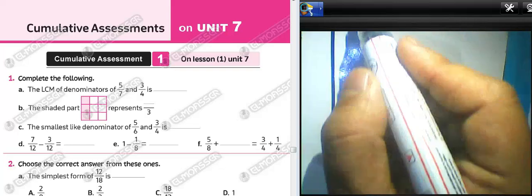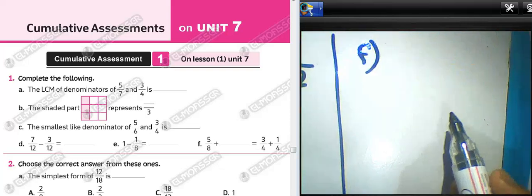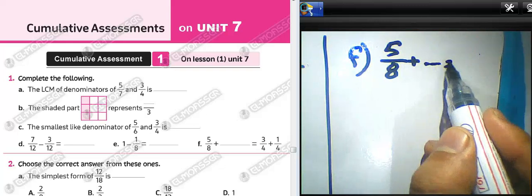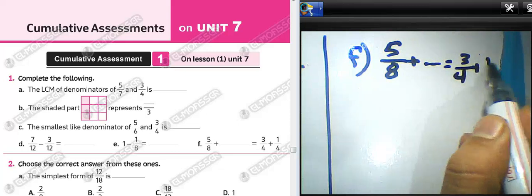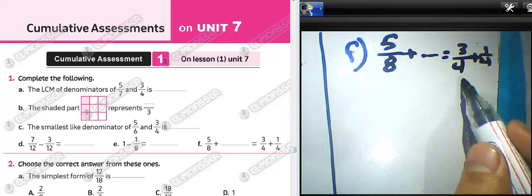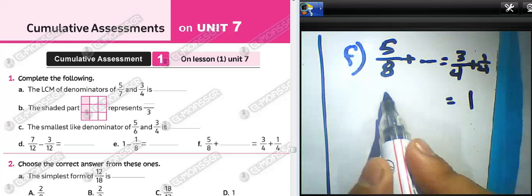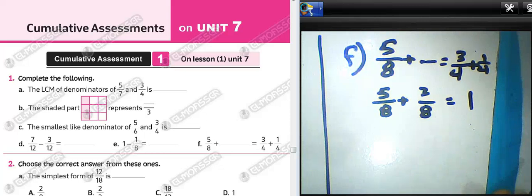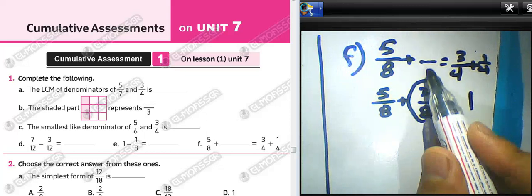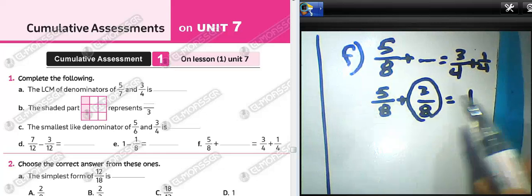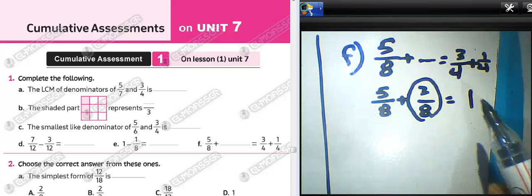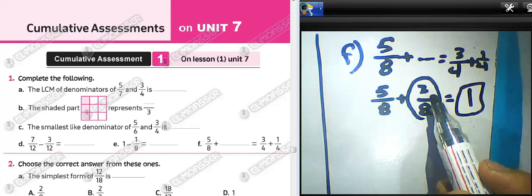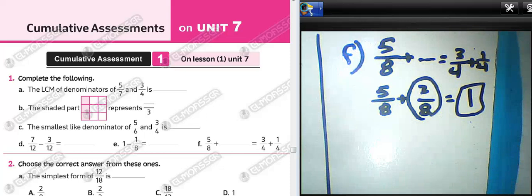Question letter F here. 5 over 8 plus space equals 3 over 4 plus 1 over 4. We know 3 over 4 plus 1 over 4 equals 4 over 4 equals 1. Then 5 over 8 plus 3 over 8 equals 1. So we must write 3 over 8 in the space for question letter F.